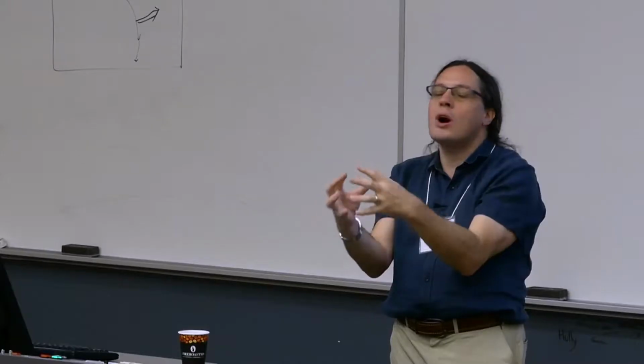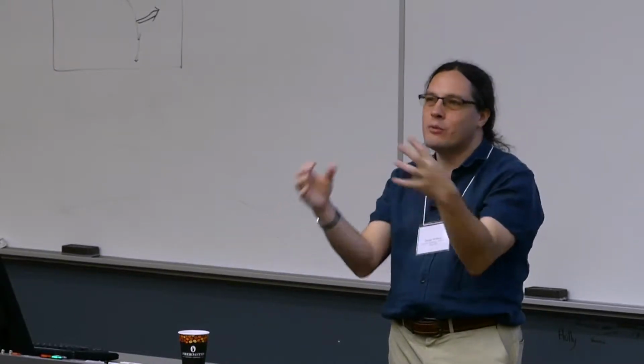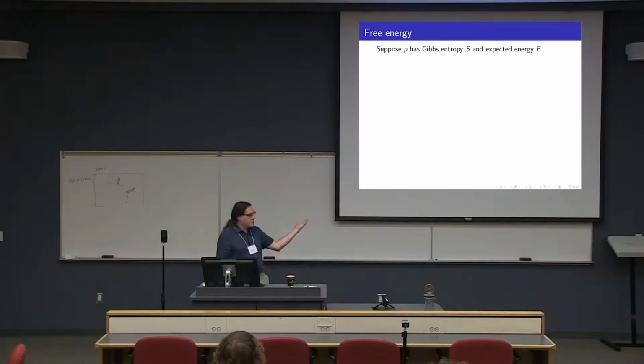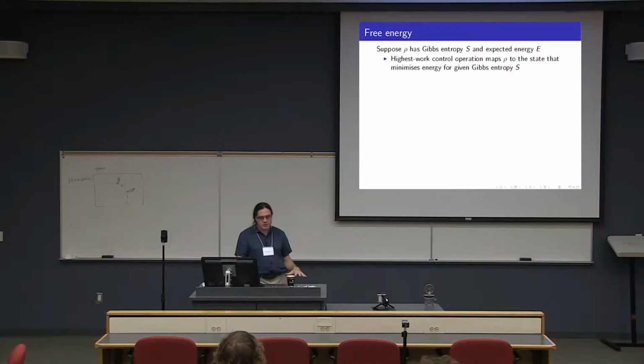So what we really want to do is pack the probability distribution as low down in the space of energy states as we can manage while preserving its Gibbs entropy, loosely speaking, while preserving its size. So suppose we've got our distribution, it's got Gibbs entropy S, it's got expected energy E. The best control operation available to us is the one that's going to map rho to the state that minimises energy for that particular Gibbs entropy. And we know how to work out which state that is.